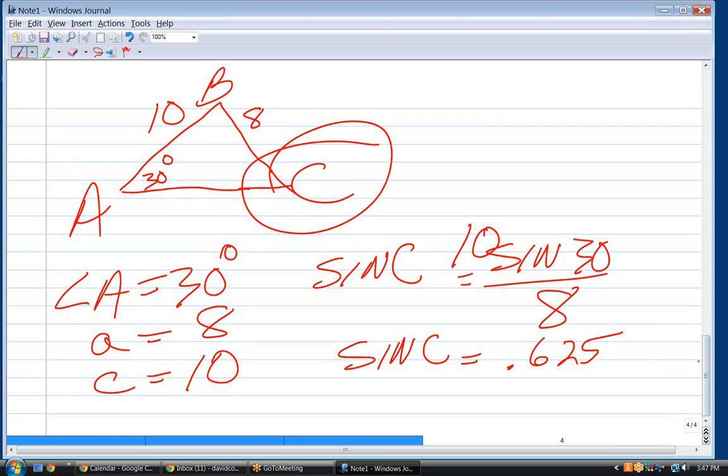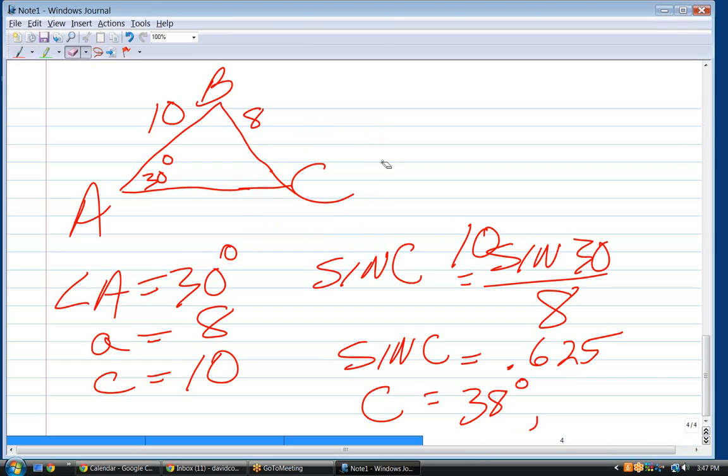Okay, now here's the critical step in dealing with the ambiguous case of the law of sines. What is angle C equal to? 38. What's the other possible angle that C could be equal to? In other words, remember sine is positive in the first and second quadrant. So the supplementary angle to 38 degrees is also a possible solution.